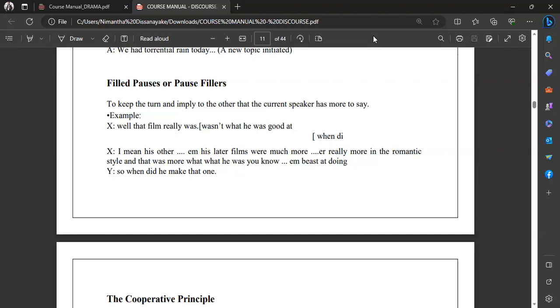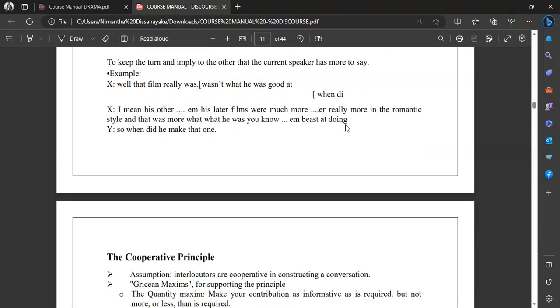So pauses or gap fillers are really, really natural in authentic conversations, right? Okay, so here we find these pauses or pause fillers in conversations. Right. Then we'll move to the next one.